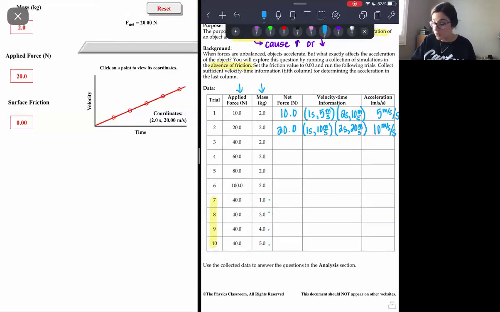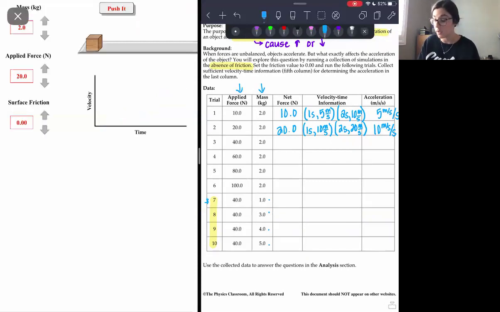So let's just do trial 7 together right now. I'm confident that you guys can do 3 through 6 without me walking you through it. But we're going to look at trial 7 and see what's different. So I'm going to reset my simulation. I'm going to change the mass to 1 kilogram because that's what trial 7 calls for. And I'm going to change my applied force to 40. And I'm going to push the block and see what happens.